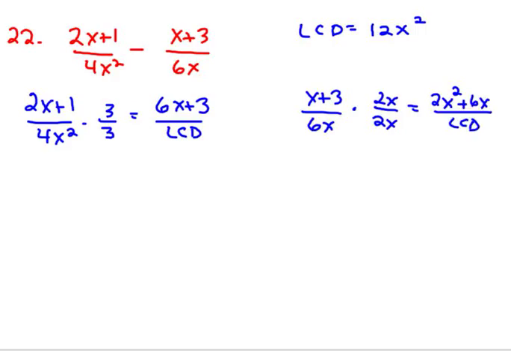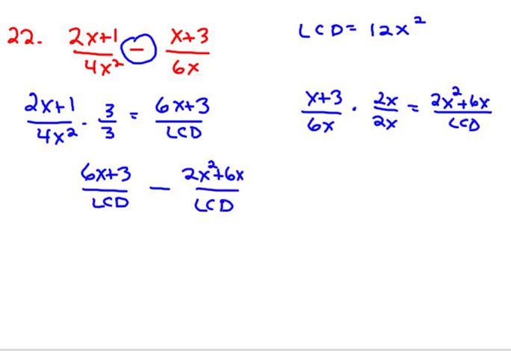Now let's do the subtraction. It's a subtraction problem, so we want to rewrite this. 6x plus 3 over the LCD, that's this fraction rewritten with a common denominator, minus 2x squared plus 6x over the LCD, that's the second fraction written with the common denominator.